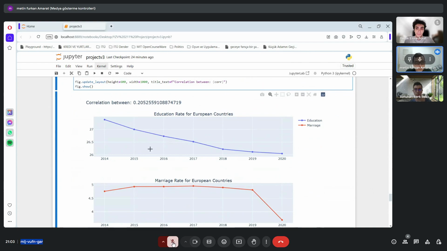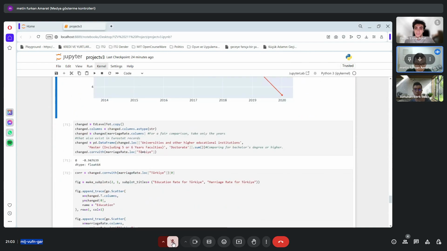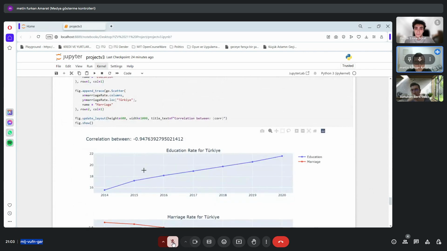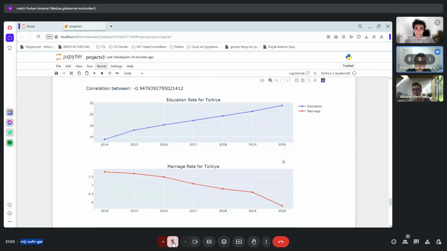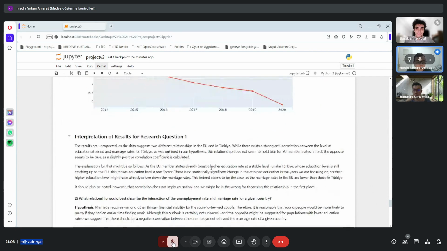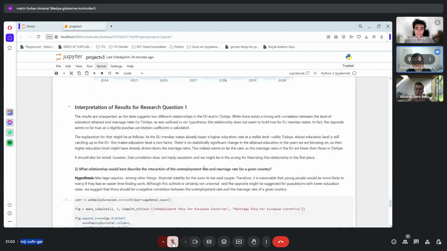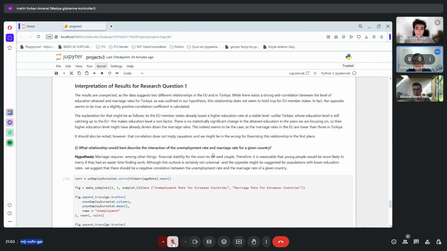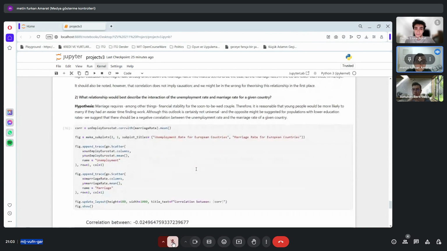This was not the case with the European countries, unexpectedly, but the data fit with our hypothesis almost perfectly for Turkey. The reason for that might be that the education level in European countries is already stagnant. So it basically does not change the marriage rates anymore. And as a result of that, it is basically a non-factor, which makes it unsuitable for explaining this change.